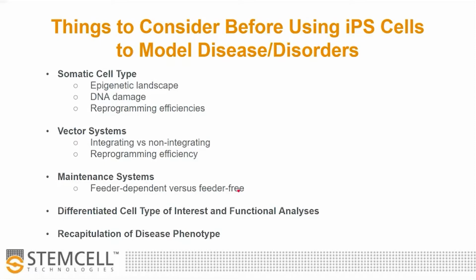And then taking those reprogrammed iPSCs and differentiating them into a cell type of interest. Can you do that? You have to think about, is there a possibility or is it easy for me to take these PSCs and differentiate them to the cell type of interest that I want? And are there functional assays that I can carry out with those differentiated cell types? And then finally, and very importantly, when you are thinking about modeling disease or disorders, is this system going to recapitulate the disease phenotype for you? Is it going to mimic exactly what you're trying to mimic in your model system?